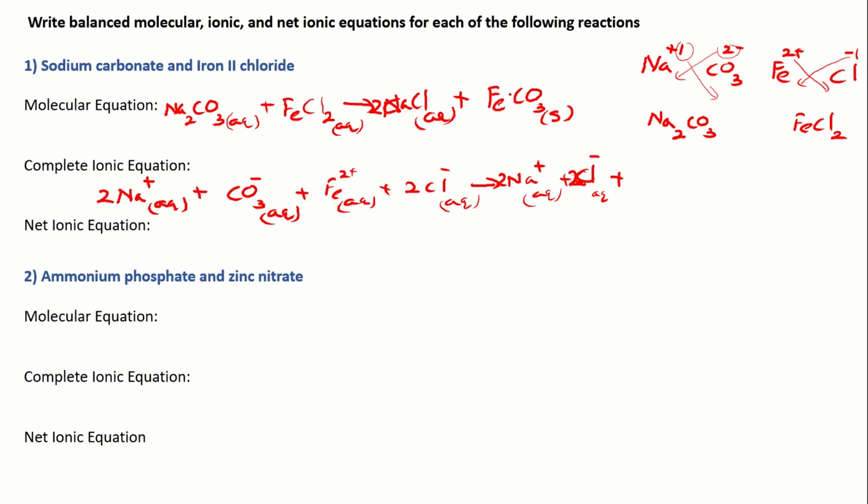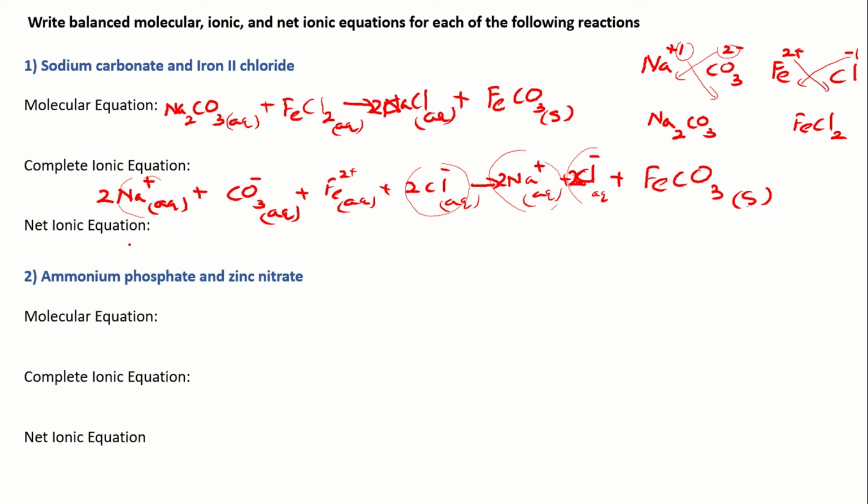Plus iron carbonate is in the solid form, so I'm going to leave it as a solid. And you can find what your spectator ions are. Your spectator ions are going to be sodium and chloride. So these two are not participating in the reaction.